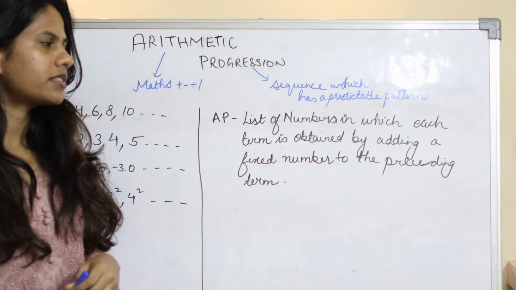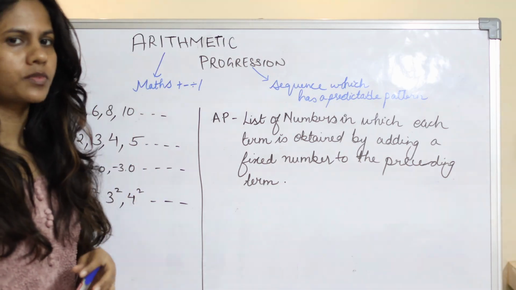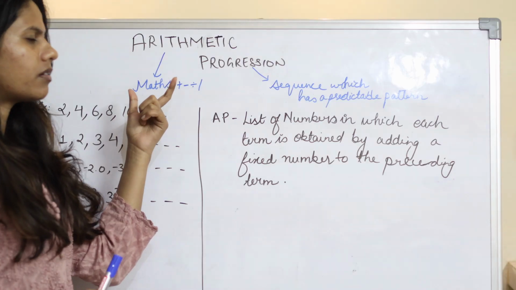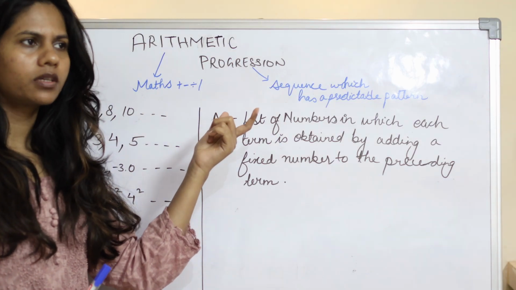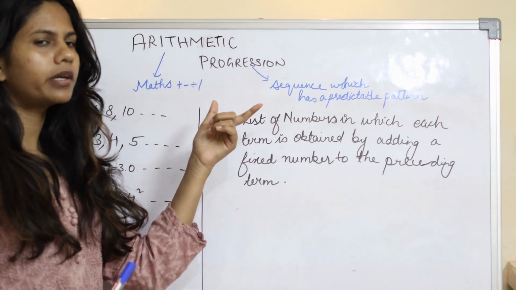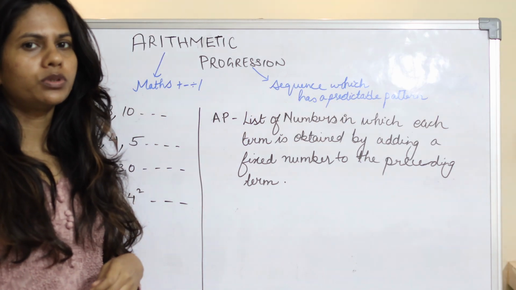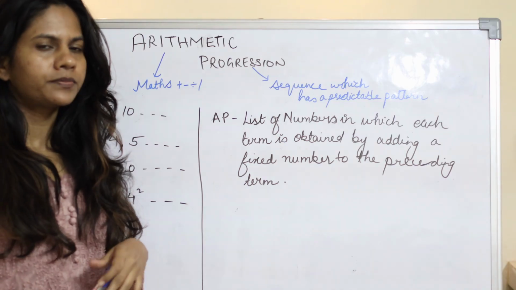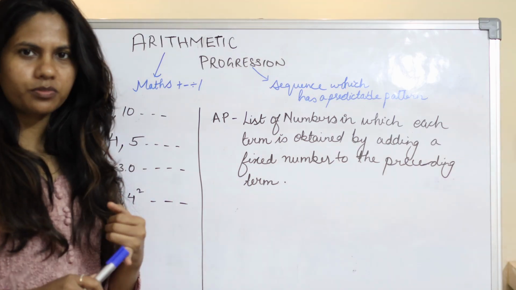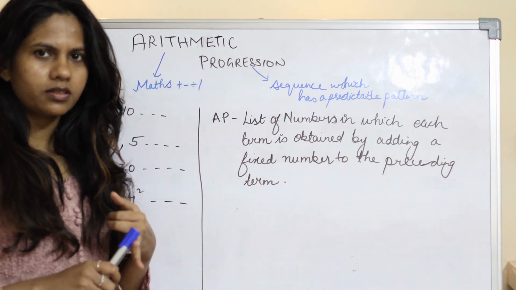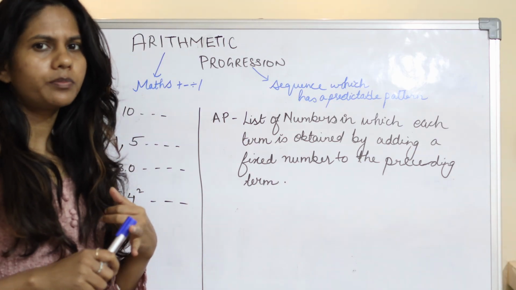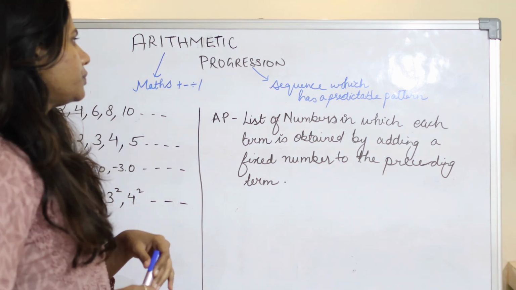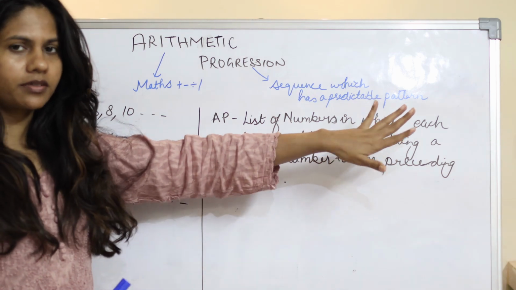Today we'll start with arithmetic progressions. Let's first understand what the meaning of these terms is. Arithmetic means related to mathematics, and progression means a sequence which has a predictive pattern. So you now have a rough idea that it is something related to mathematics. Also, it's a sequence which has a predictive pattern.